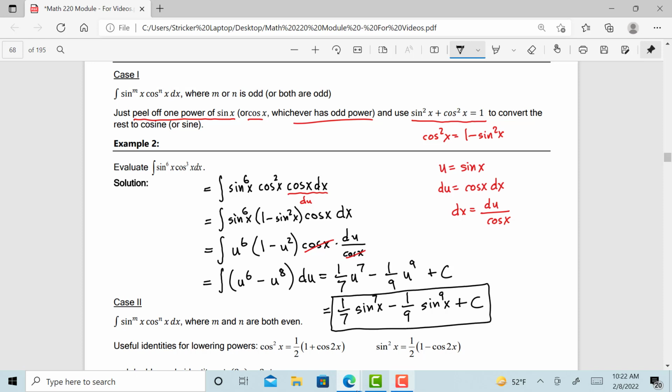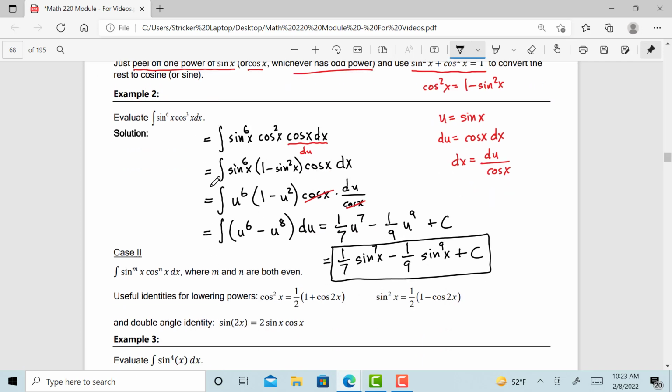We do have one more example to look at in this video. Again, the one we just did, that's case 1. That's when at least one of those powers of sine and cosine is odd. But what happens when they're both even? Because that's going to be the other scenario.